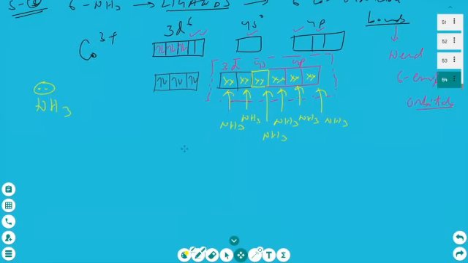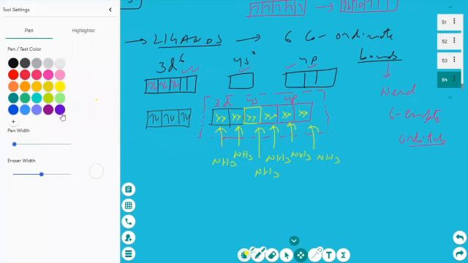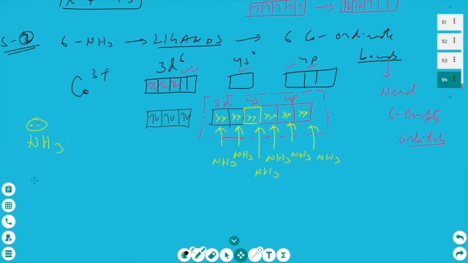Very good. Now let's come to the third step, the conclusion. Now, my dear student, you see and tell me how many d orbitals are involved. Let's talk about hybridization. How many d orbitals? You see here, total 2 d orbitals are involved, 1 and 2. So this will be d2. Very good. How many s are involved? 1. How many p are involved? 3. So d2sp3 is the hybridization.